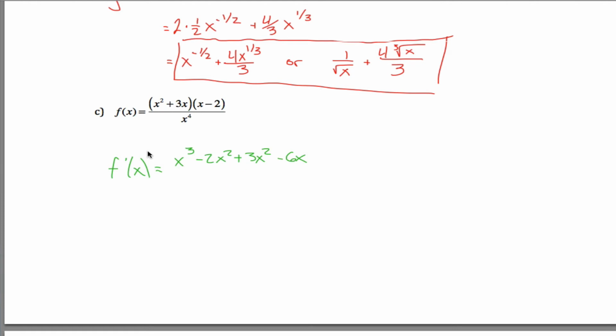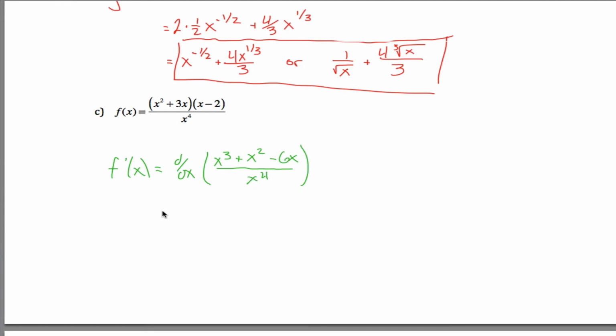So what I want to do is find the derivative of that. Let me write that again. So f prime of x would be the derivative of x squared times x, which is x cubed. And then I got minus 2x squared plus 3x squared, so I have a net of 1x squared. And then I got minus 6x divided by x to the fourth power.